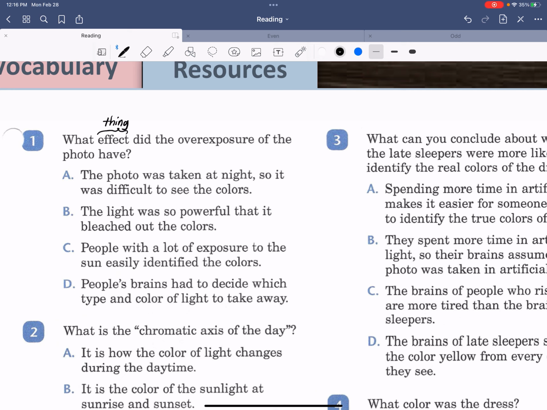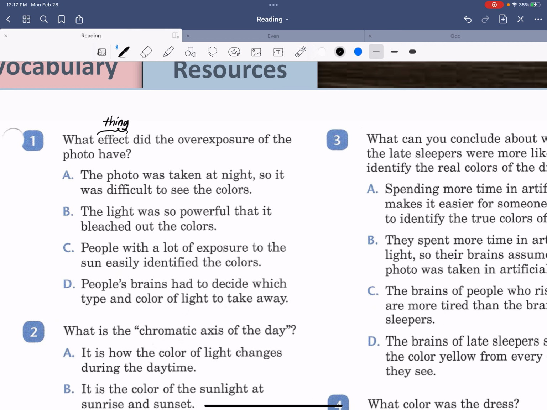The photo was taken at night, so it was difficult to see the colors. The light was so powerful that it bleached out the colors. People with a lot of exposure to the sun easily identified the colors. People's brains had to decide which type and color of light to take away.